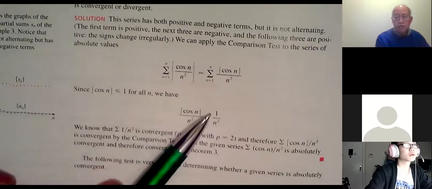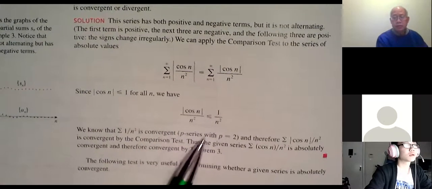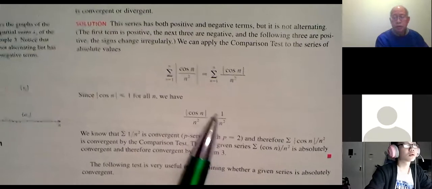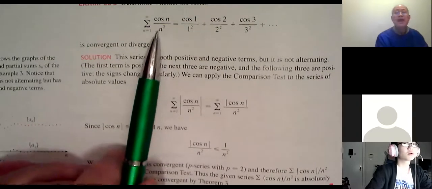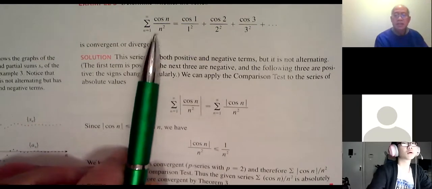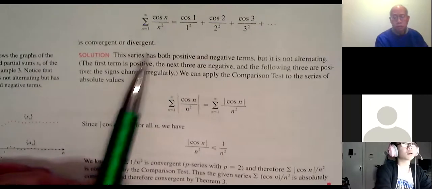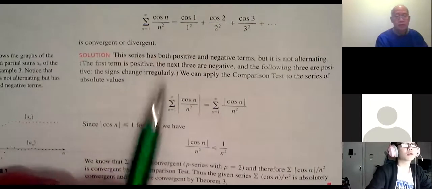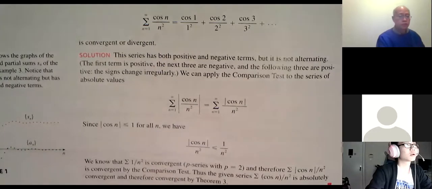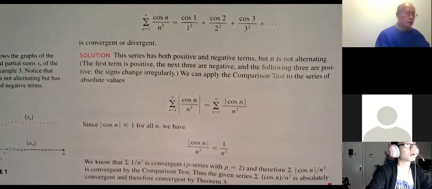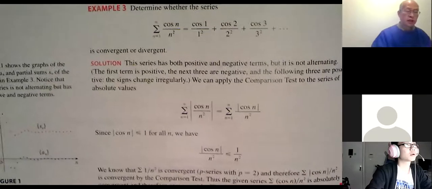So summation of 1 over n squared is a P series with P equal to 2, greater than 1. This converges. Therefore, this series converges. So by definition, the original series is absolutely convergent. And since it's absolutely convergent, it's also convergent. So in this particular instance, you aim for absolute convergence, and then that automatically gives convergence. Okay, so that's that.